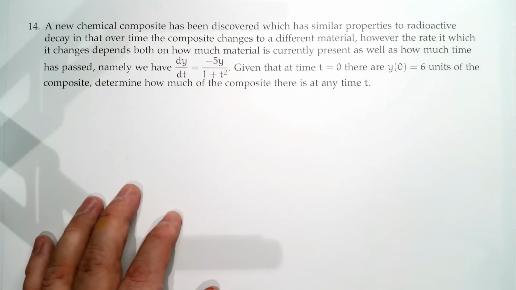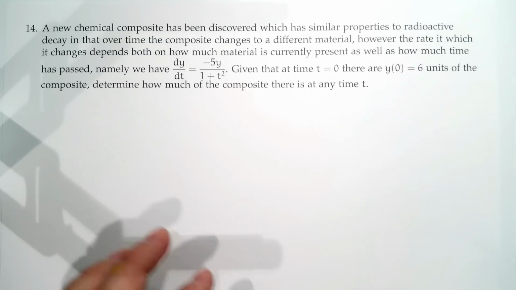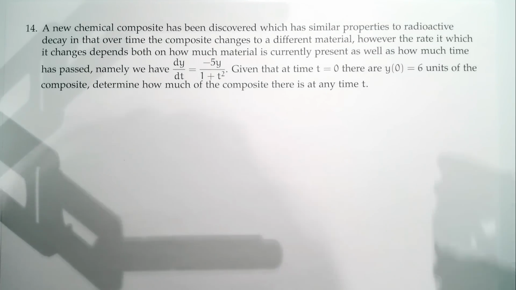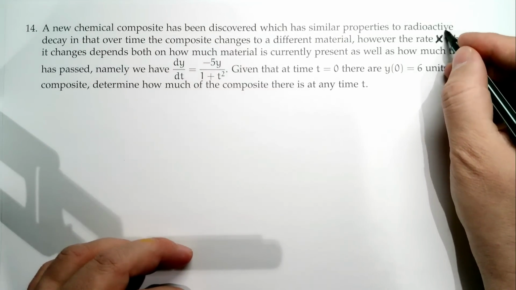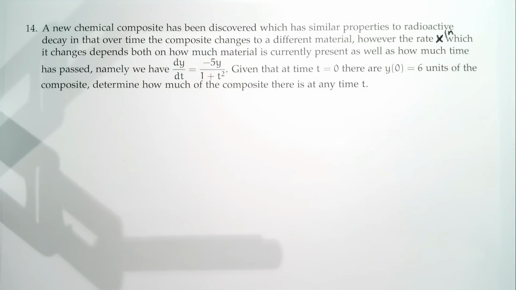Number 14. A new chemical composite has been discovered, which has similar properties to radioactive decay, in that over time the composite changes to a different material. However, the rate, this is another typo, sorry about that. The rate at which it changes depends both on how much material is currently present as well as how much time has passed. Namely, we have dy/dt equals -5y over 1 plus t squared. Given that at time t equals 0, y of 0 equals 6 units of the composite, determine how much of the composite there is at any time t.